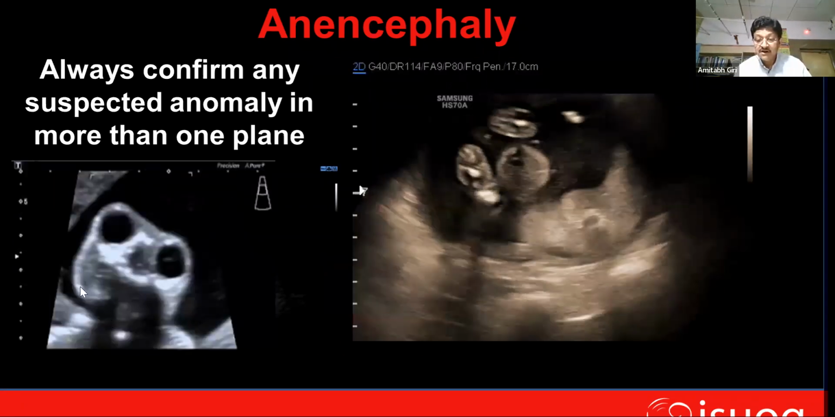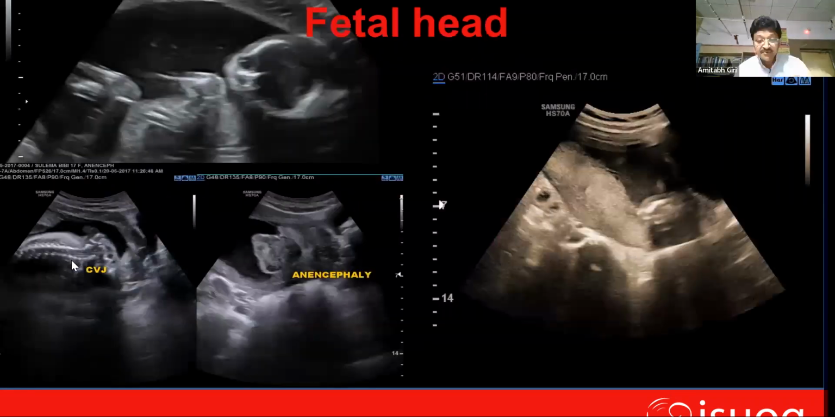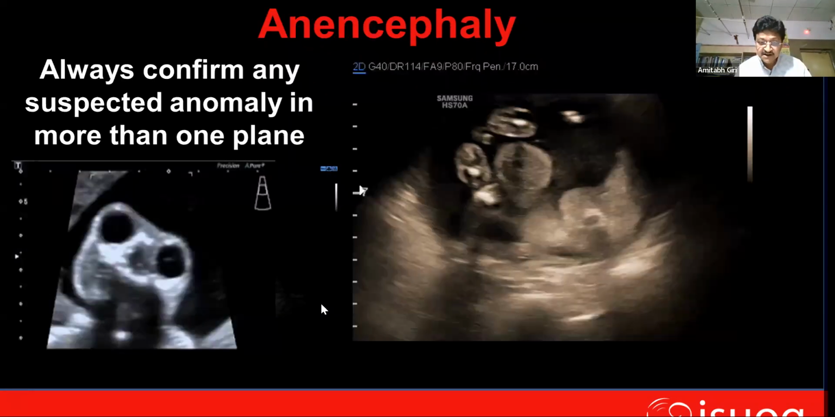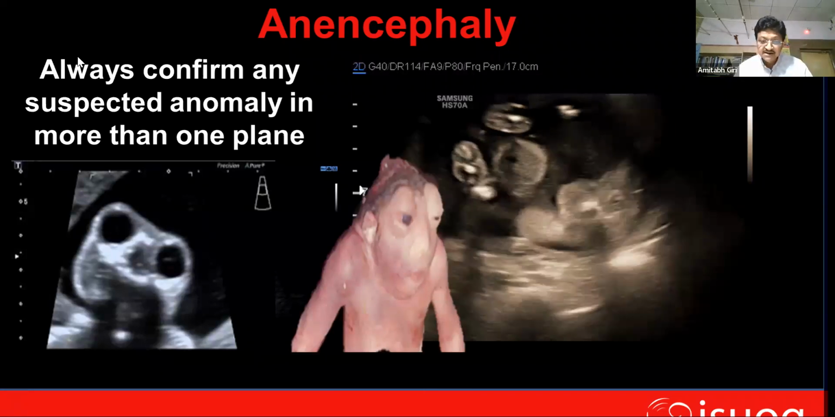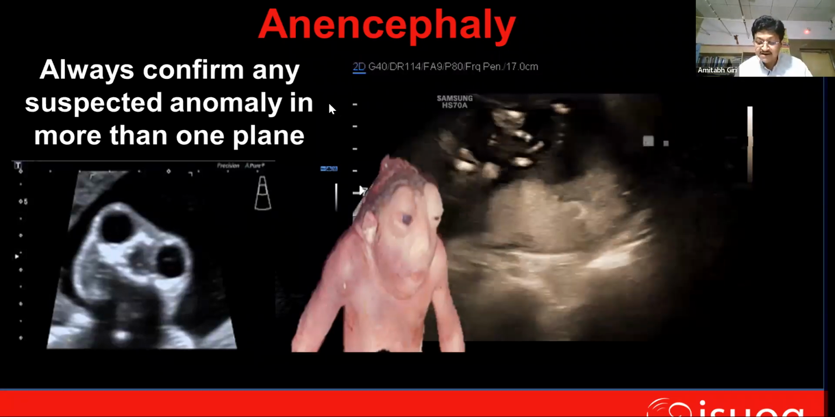It went for an MTP, and that was the outcome of the fetal calvaria over here, and the whole brain parenchyma was eaten up, and that was the acrania anencephaly complex.